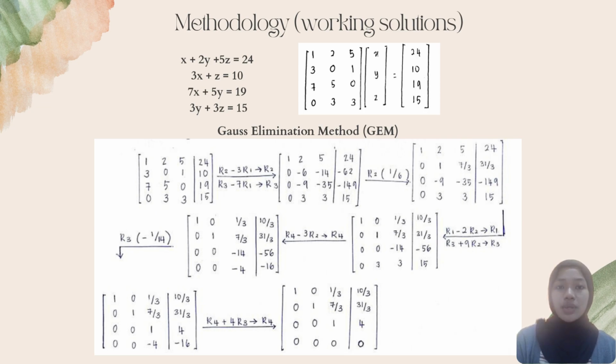After that, we multiply row 2 with 1/6. Next, subtract row 1 multiplied by 2 from row 2. Then add row 3 multiplied by 9 to row 2. After that, subtract row 4 multiplied by 3 from row 2. Next, multiply row 3 with -1/14. Lastly, we add row 4 multiplied by 4 to row 3.